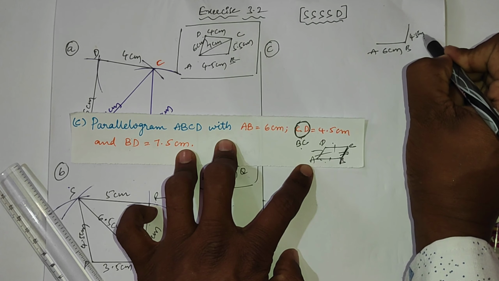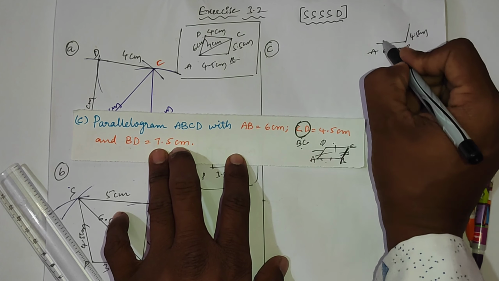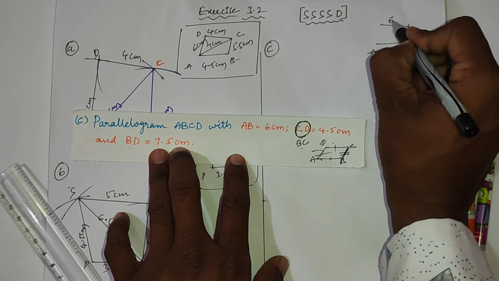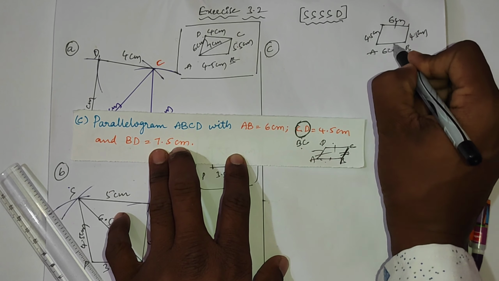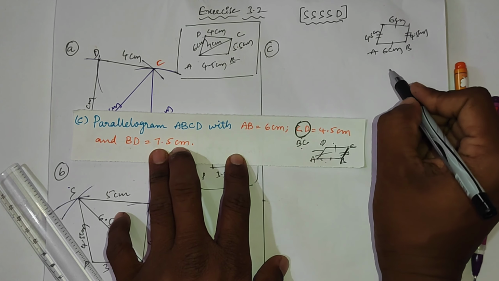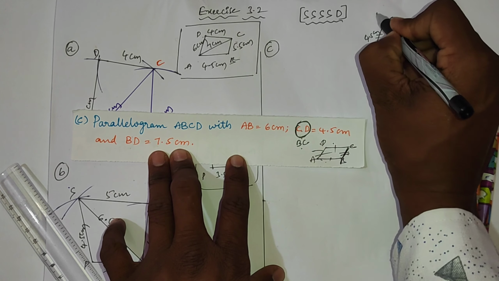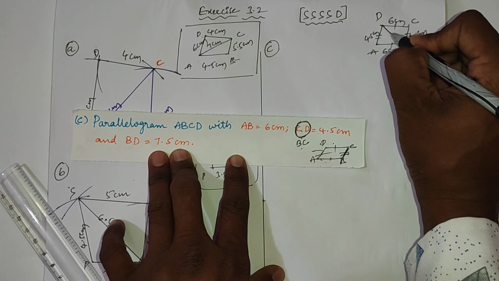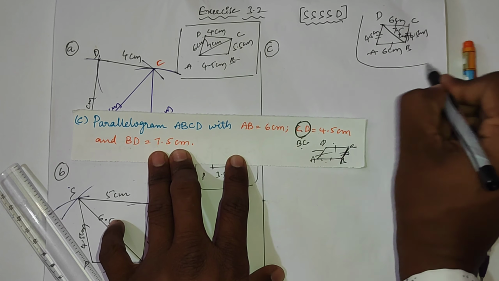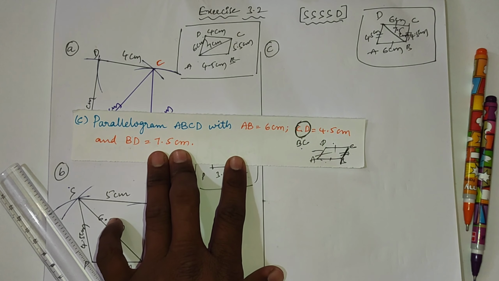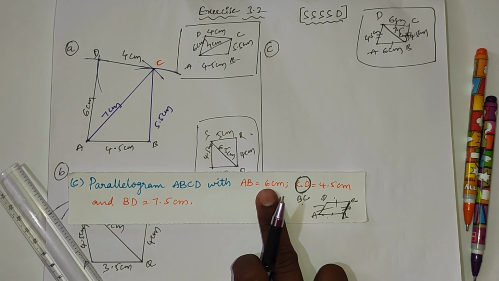So BC, the length is how much? 4.5 centimeters, and the given diagonal BD is 7.5 centimeters. So this is 6 centimeters and this is 4.5 centimeters, because we know opposite sides are parallel and equal in length, and the diagonal BD is given as 7.5 centimeters. Okay, so this is the rough sketch. Now based on this, we'll construct the parallelogram ABCD.